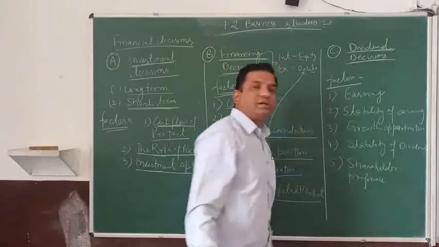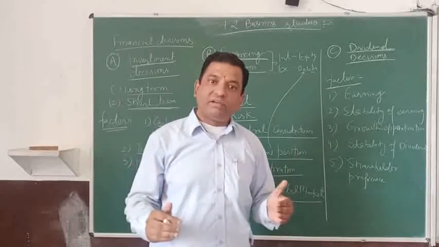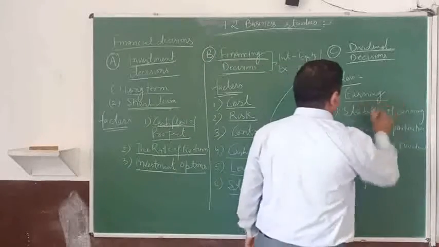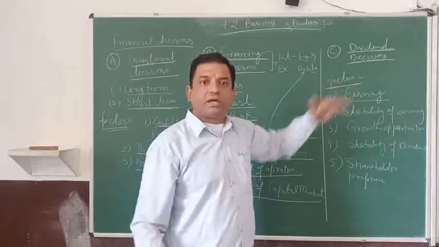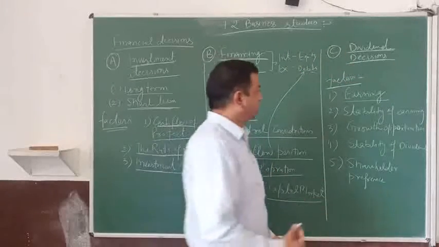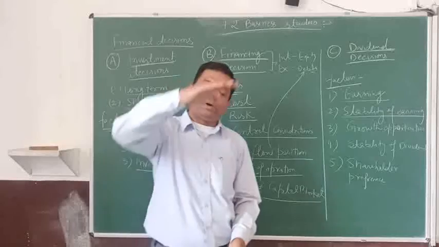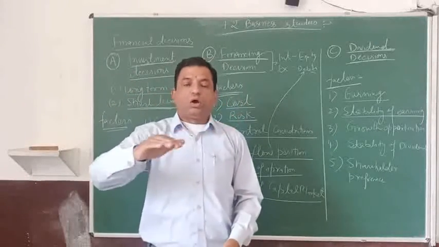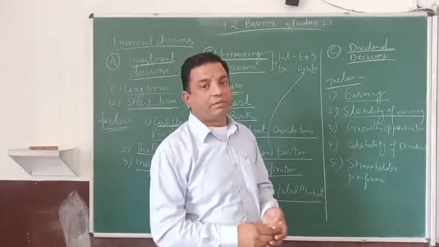And what may be the different types of factors which will decide how much dividend we will pay, whether we will pay or not. The very first is earning. If company has earning, then company can pay the dividend. If no earning, no dividend. Second, stability of the earning. If company is earning a profit at a stable rate, then company can follow a routine, or what you can say, a stable type of dividend payment policy.